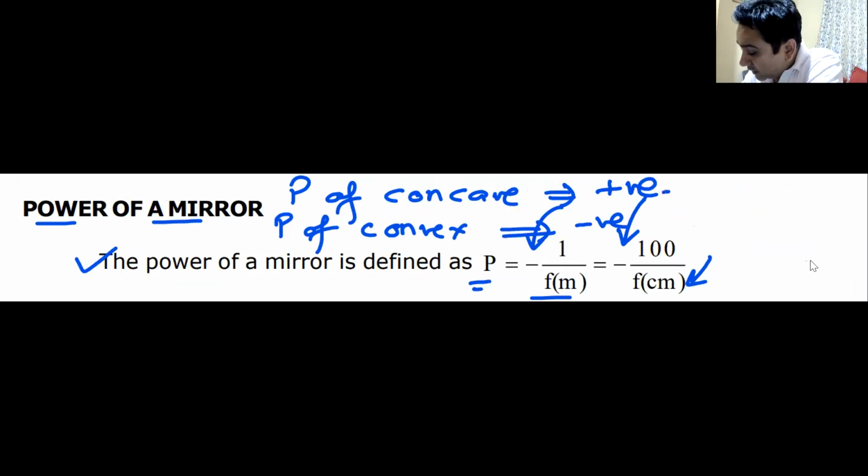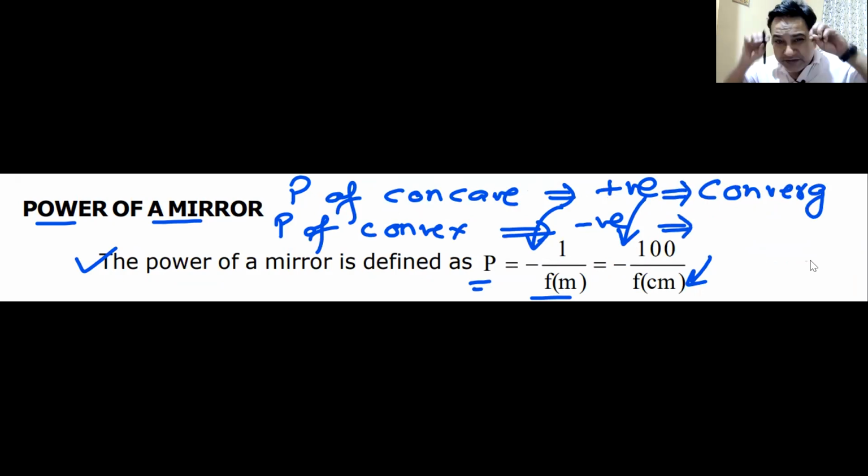Remember, whenever the power is positive, that mirror or that lens becomes a converging one. It converges rays of light. Positive power means converging. Negative power means diverging. Do we understand this? So a concave mirror becomes a converging mirror. Power is positive. Focal length is negative. A convex mirror becomes a diverging mirror. Power is negative. Focal length is positive. Do we understand this? Raise your hands, and then I'll give you a minute to note it.